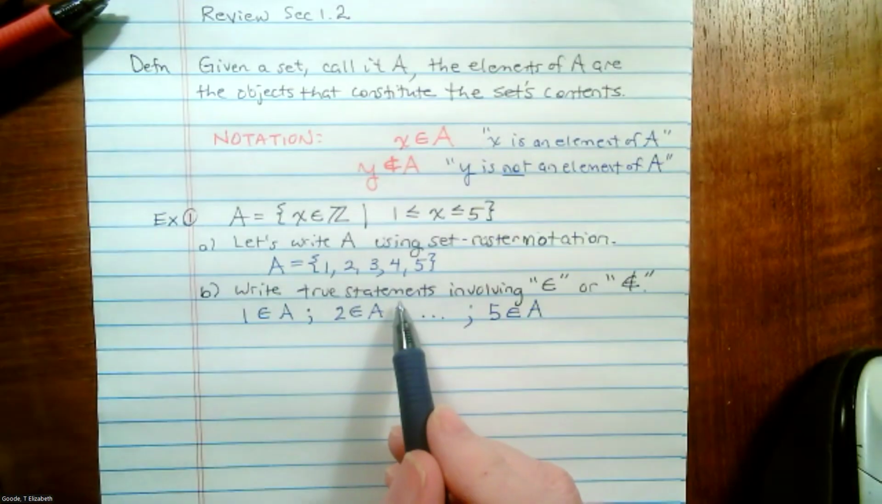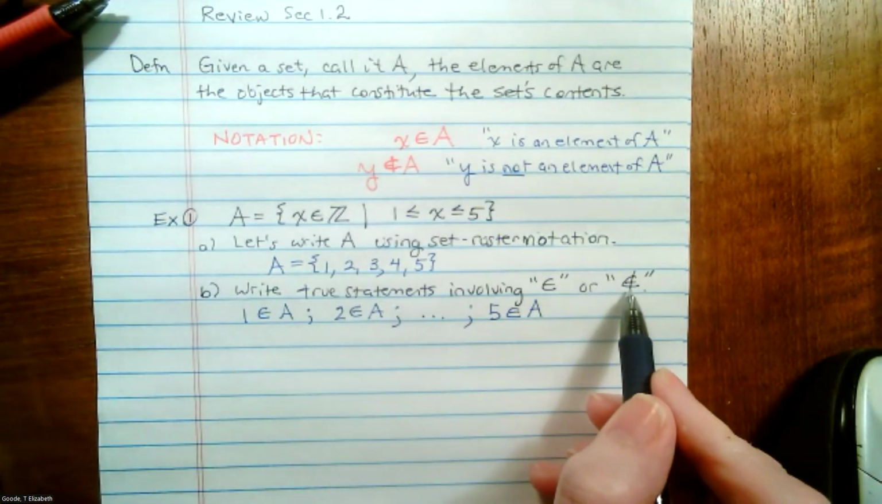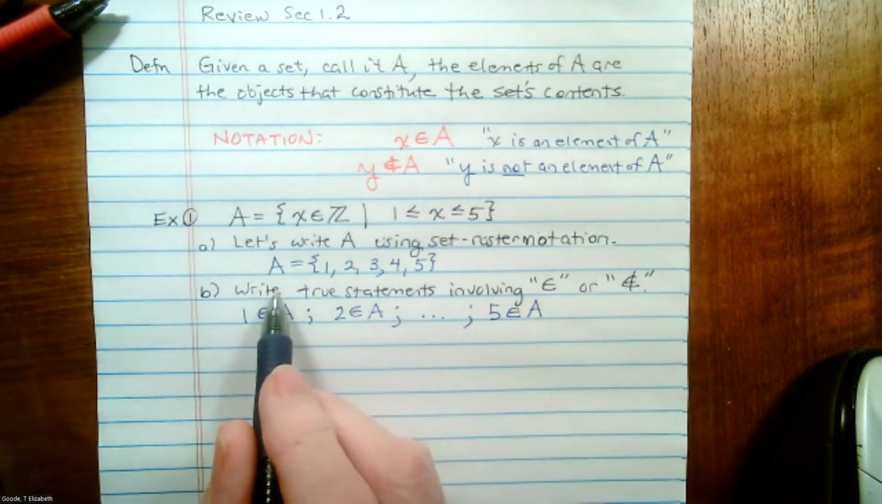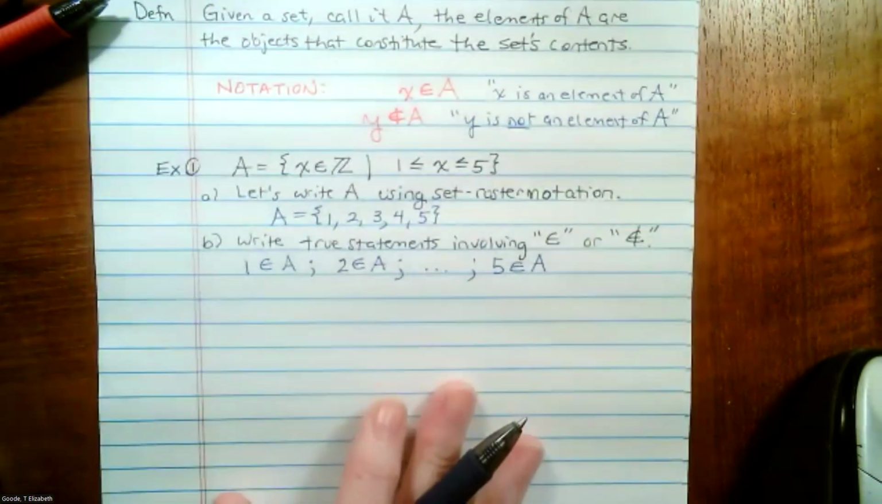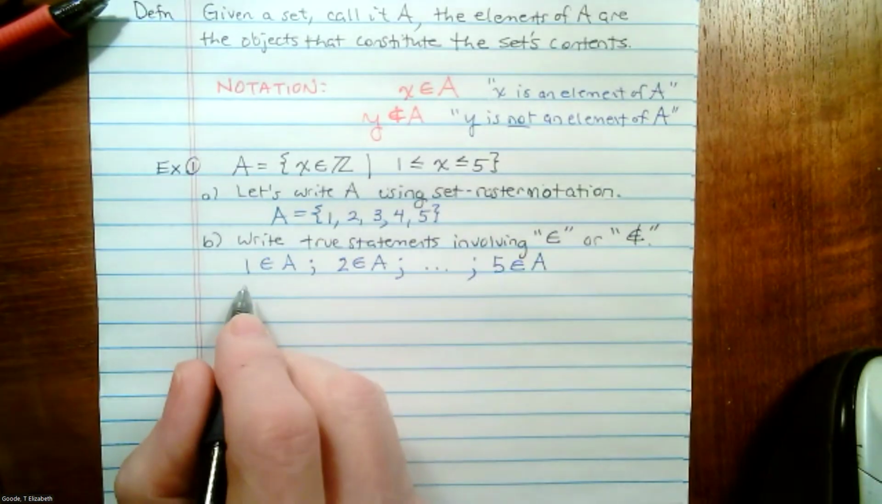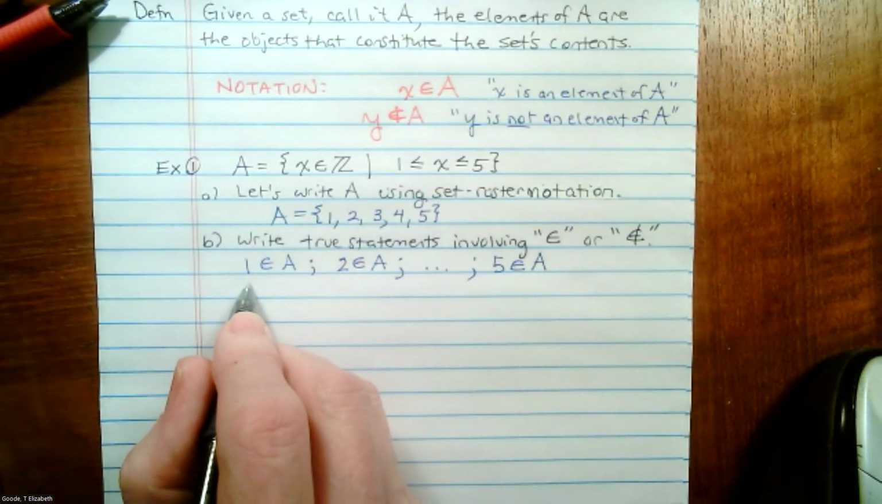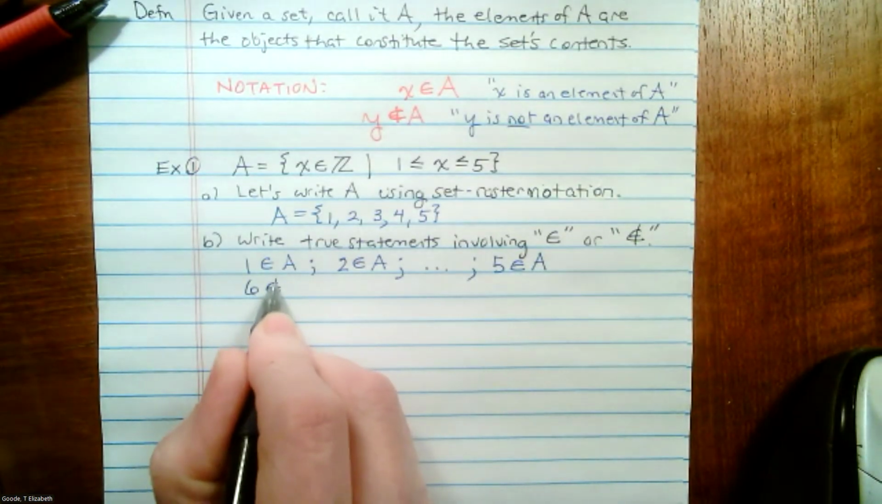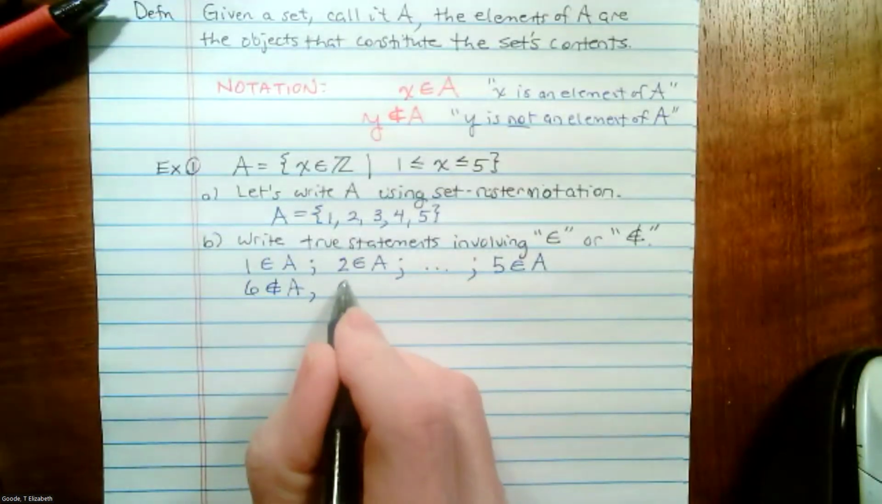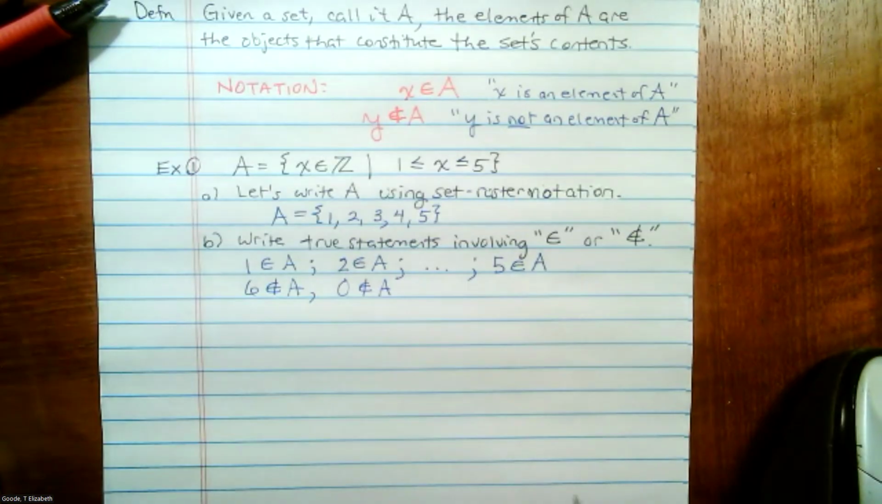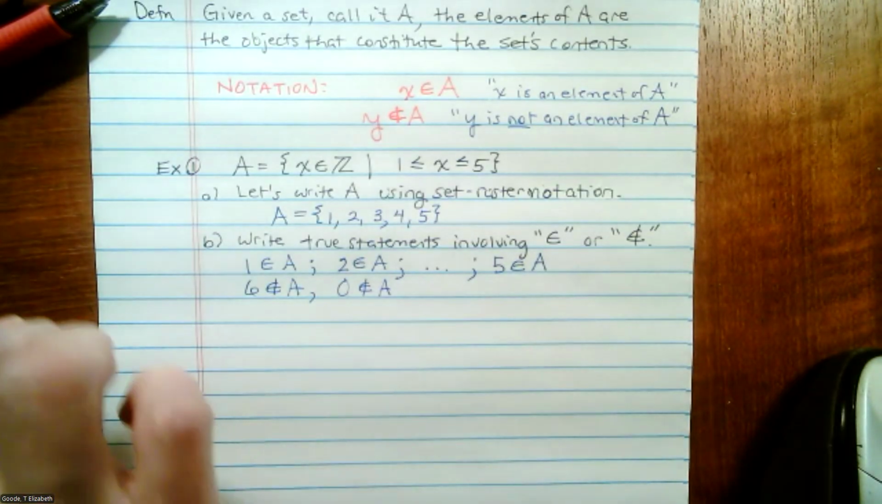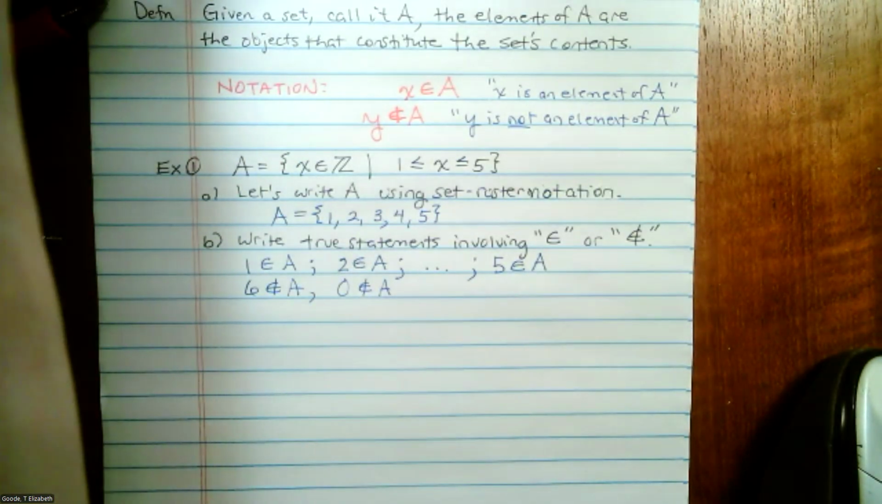Now we can write some true statements involving not an element of. Can you think of something that's not an element of A? Six. Like the number six. Yeah, 6 is not an element of A. 0 is not an element of A, for example. All right. Does that help? Yes. That's our element of.